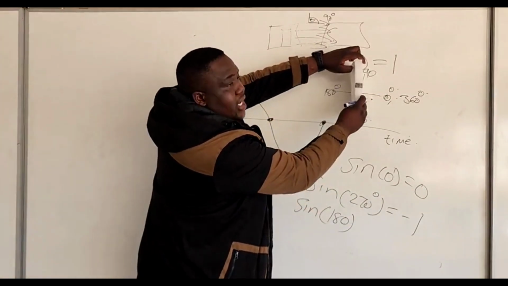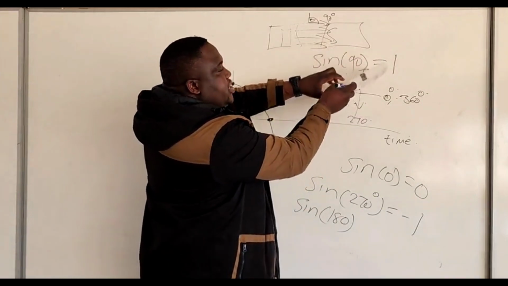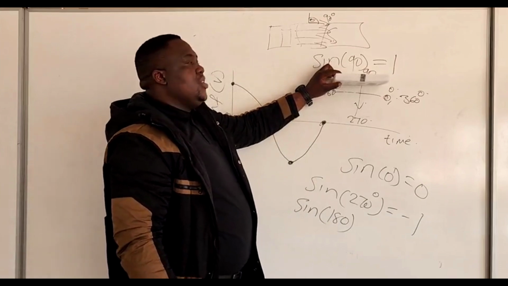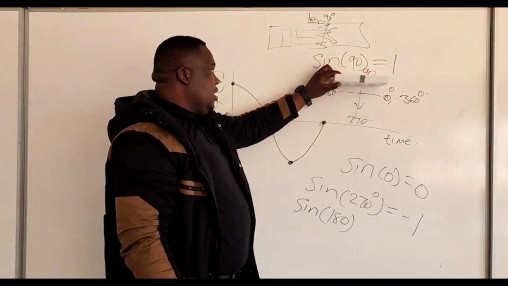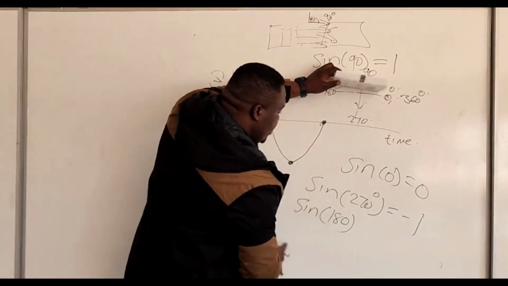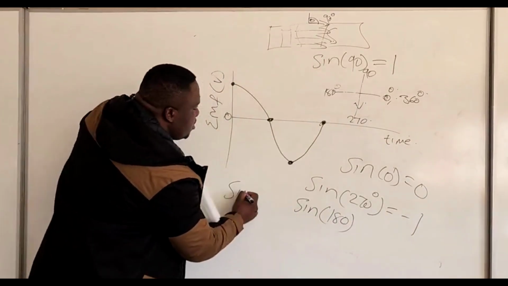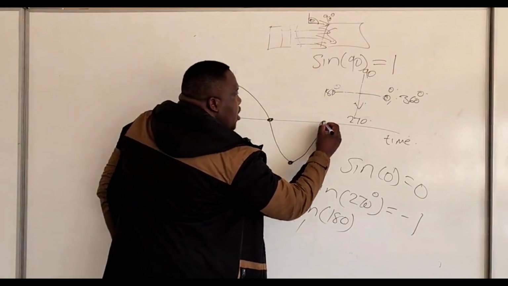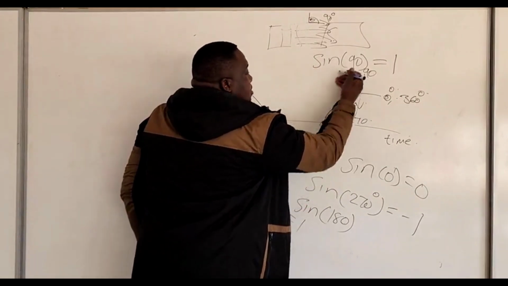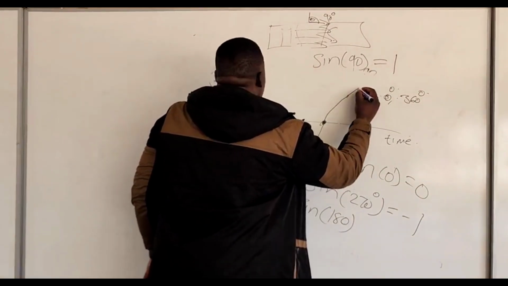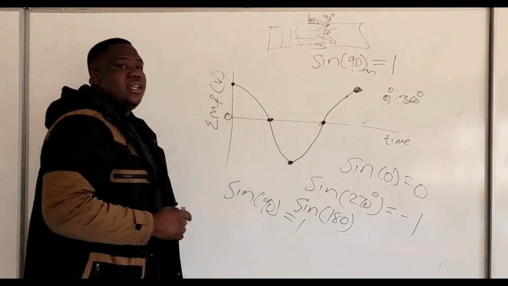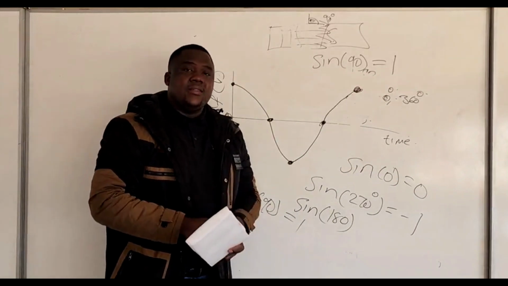Then we turn it for the last time, returning it to its original position. We return back to 90. What do we have at 90? Sine 90 equals 1, meaning that we're going to get our maximum value again. So this represents the first turn.